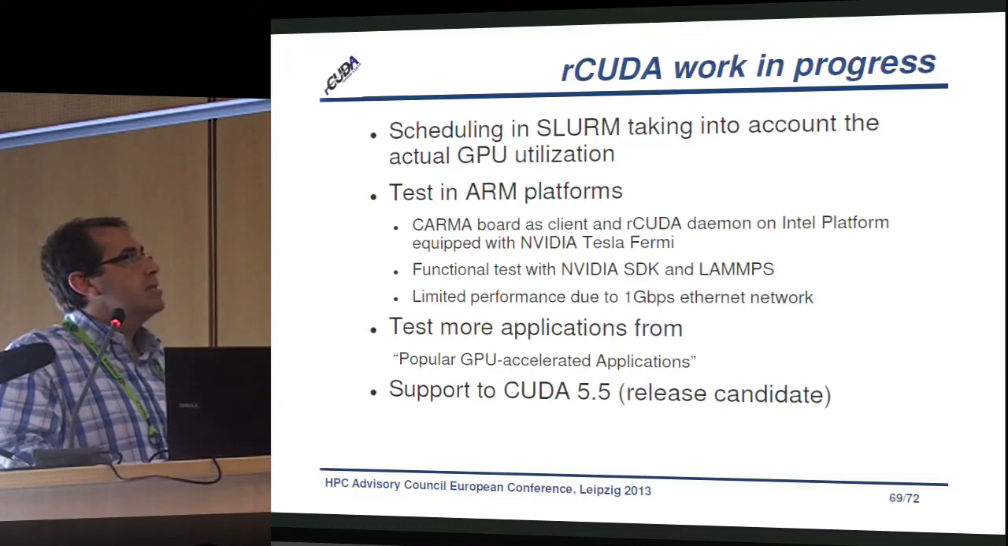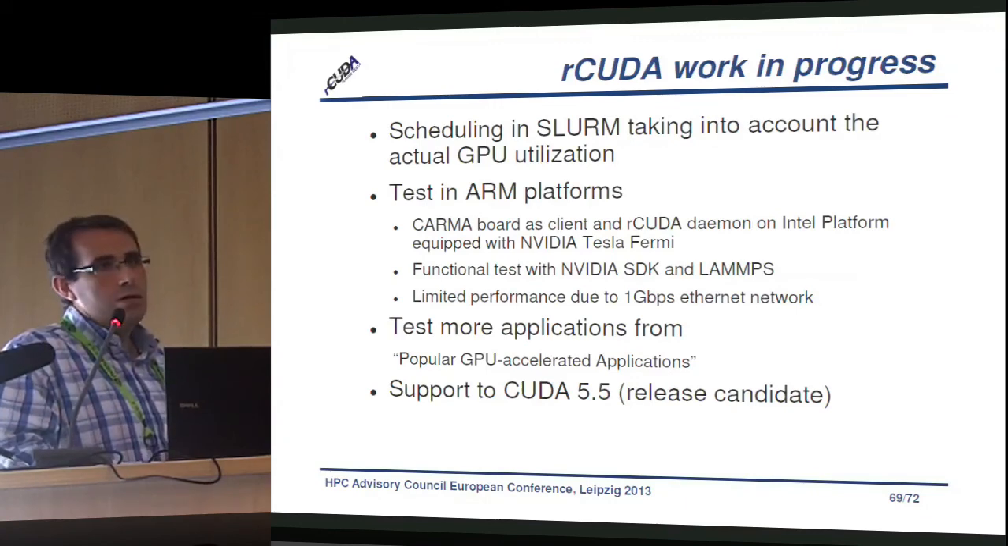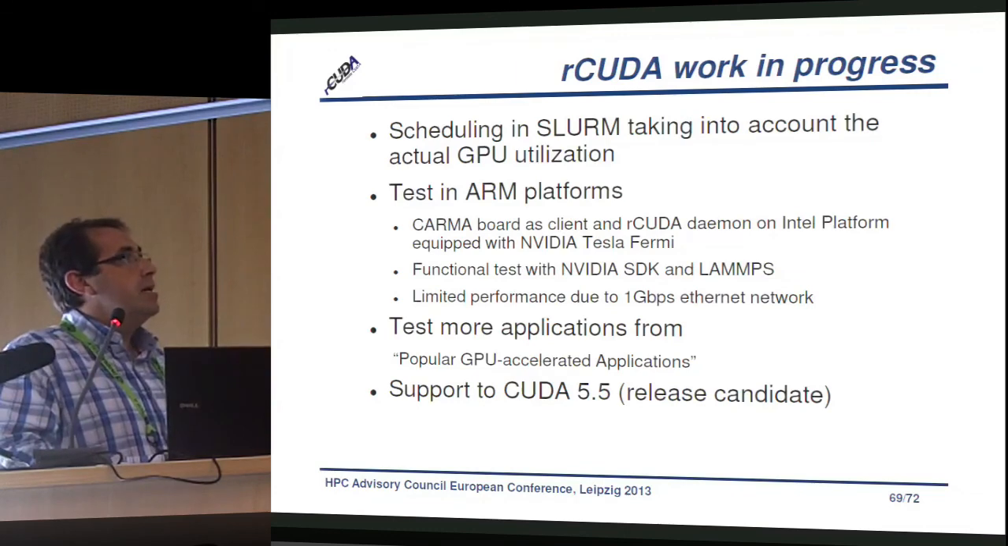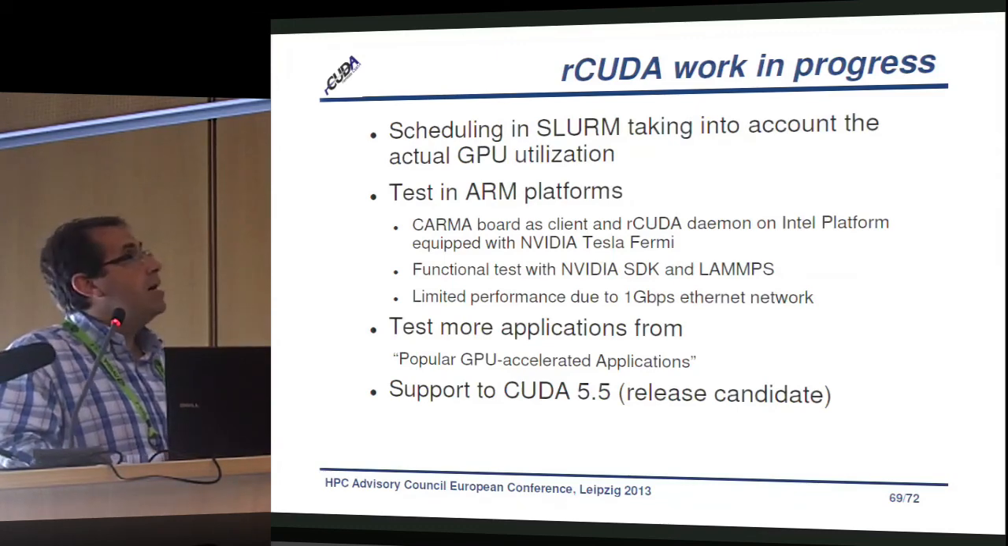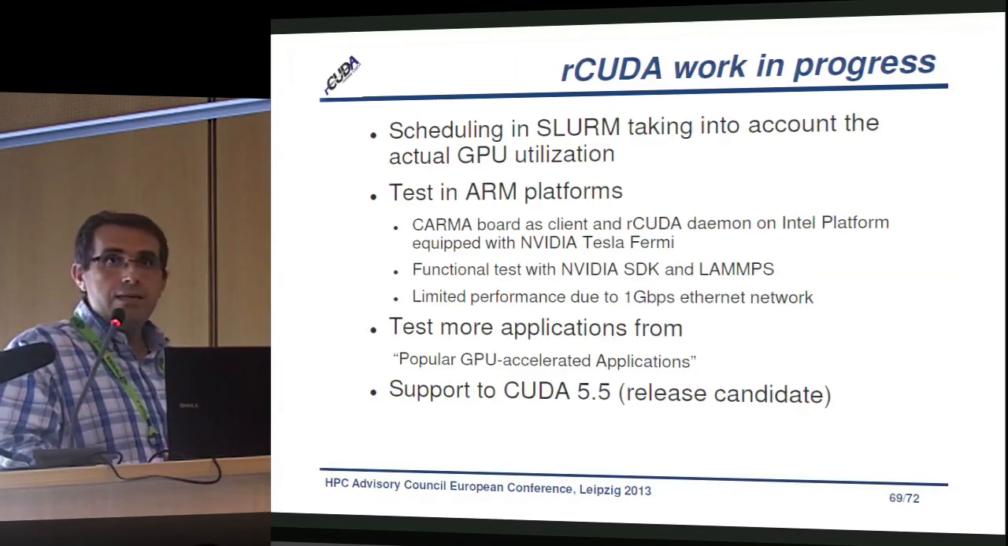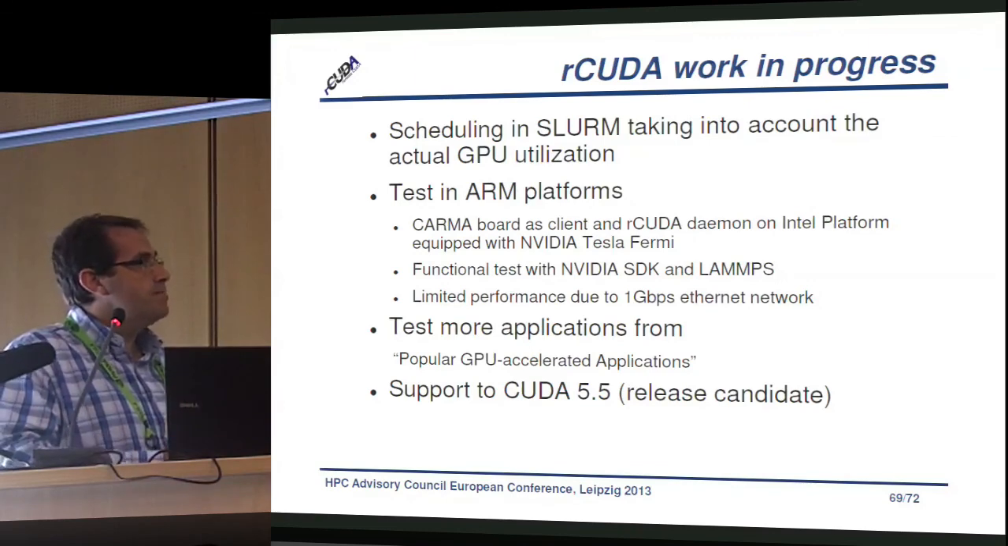We have tested with this Carma board all the NVIDIA SDK examples, and the functionality is okay, and we have also tested the LAMMPS molecular simulator, and the results are okay. But I have no performance to present. We have only the first numbers, but we expect limited performance because in Carma we only have 1 gigabit per second Ethernet. If we can have an ARM platform with a better communication network, we can have as good results as I have presented.